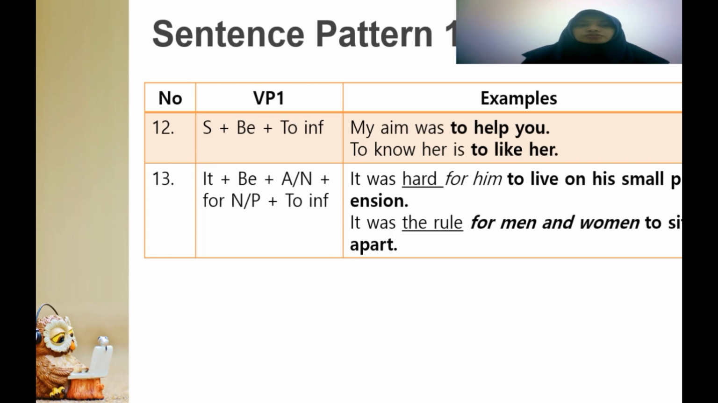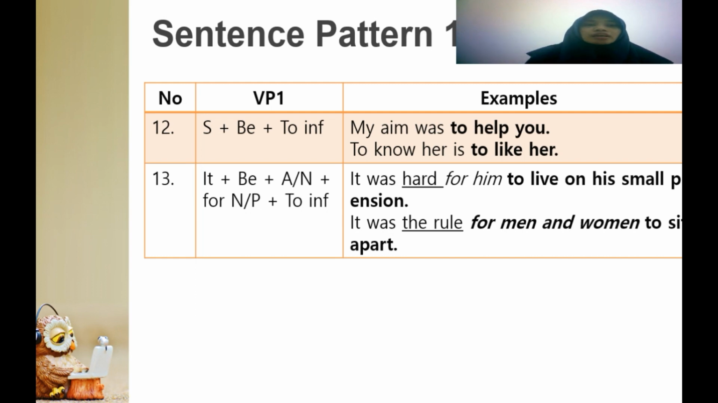The 12th rule is subject plus be verb plus to infinitive or to infinitive phrase. For example, my aim was to help you. So my aim here is the subject, was is the be verb, and then to help you is the to infinitive. And then to know her is to like her.